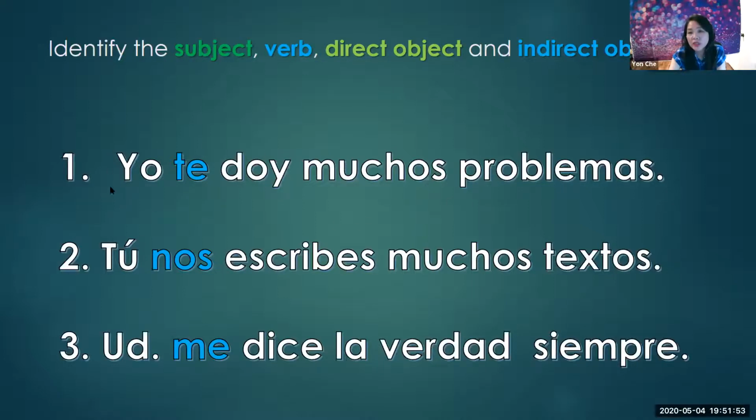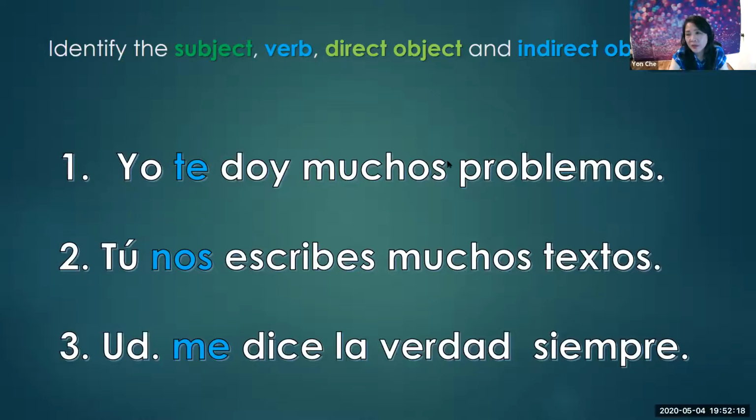So yo is the subject, the who of the sentence. What is the verb? What's the action here? The action is to give, right? So doy is the verb. What is muchos problemas? That's what is being given. So that's the what of the sentence. Therefore, it is the direct object noun, muchos problemas.